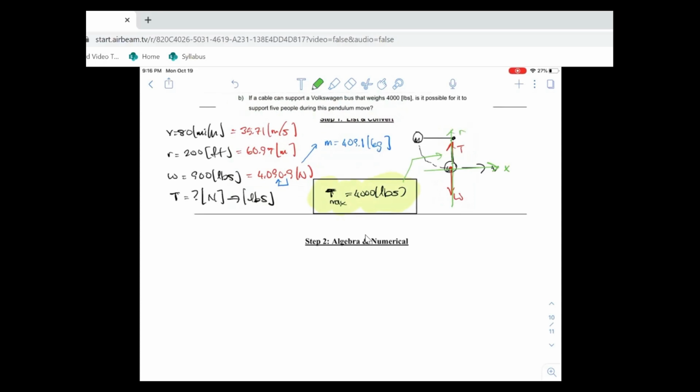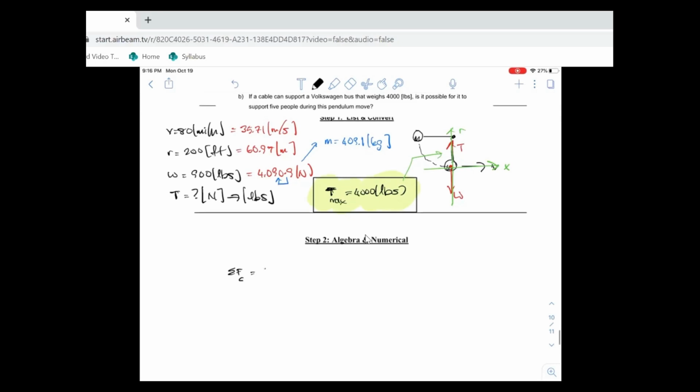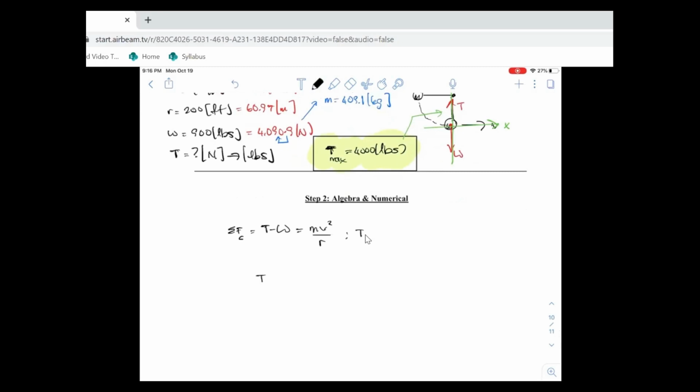Now let's take a look at the centripetal force in the y direction, or we call it the radial force, but I'm going to use C instead of R. T is up, W is down, and the net centripetal force is going to give me m times the centripetal acceleration, which is v squared divided by r. I'm looking for T, which means I'm going to add W to both sides.